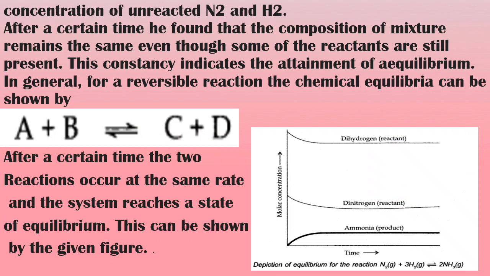In general, for a reversible reaction the chemical equilibria can be shown by a general equation. If we write A plus B gives C plus D, after a certain time the two reactions occur at the same rate and the system reaches a stable state of equilibrium. This can be shown by the given figure.